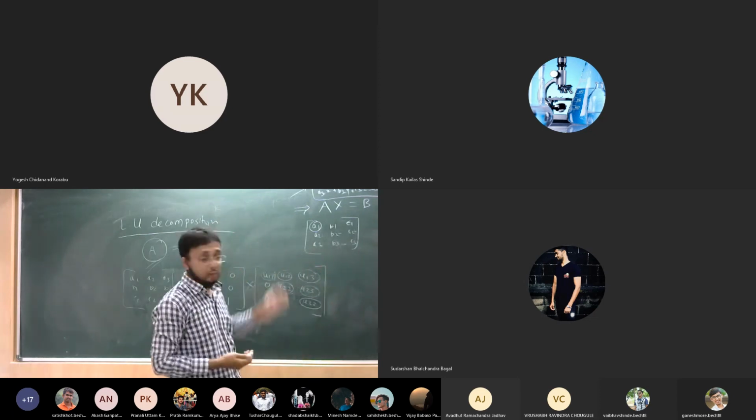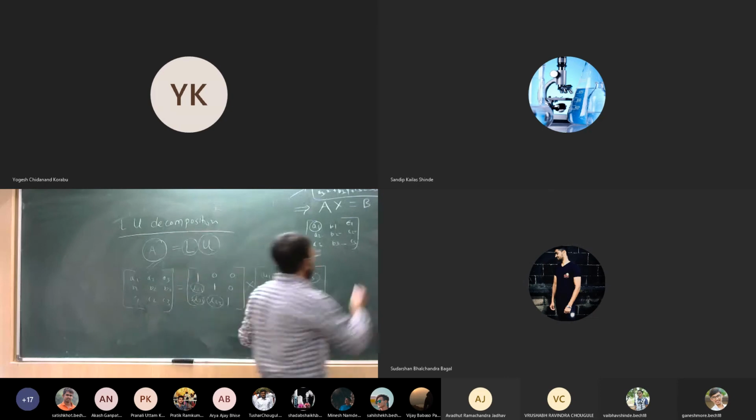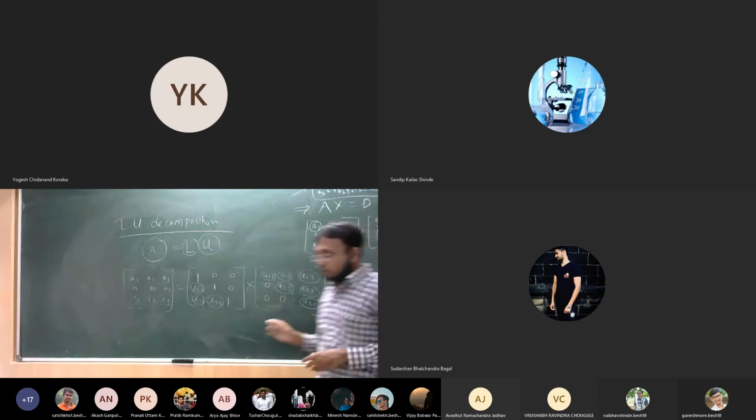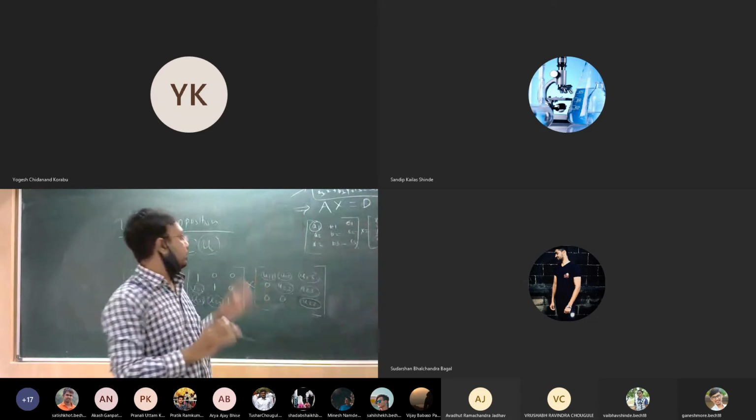So these are the known values. Now the unknown values are X, Y, Z, which we need to determine to solve this equation. And the B value can also be represented as D. Previously we have taken D, that's why I am going to take D, or else we can take B also. So the X matrix is this and the D matrix is D1, D2, D3. Up to this we know.